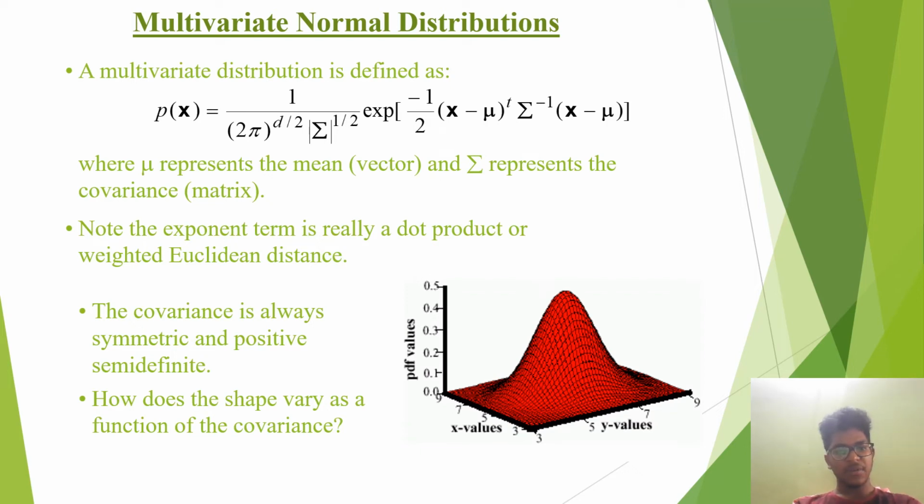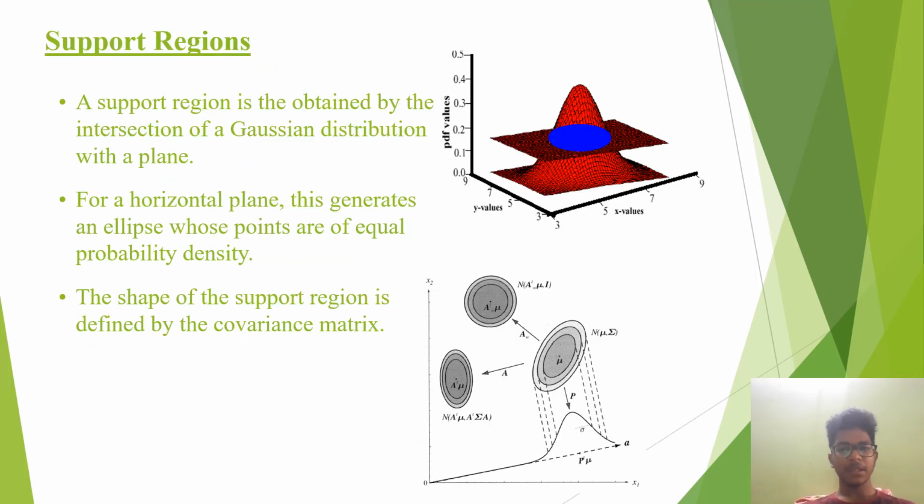The covariance is always symmetric and positive semi-definite. How does the shape vary as a function of the covariance? Support regions. A support region is obtained by the intersection of the Gaussian distribution with a plane. For a horizontal plane, it generates an ellipse whose points are all equal to the probability density. The shape of the support region is defined by the covariance matrix.